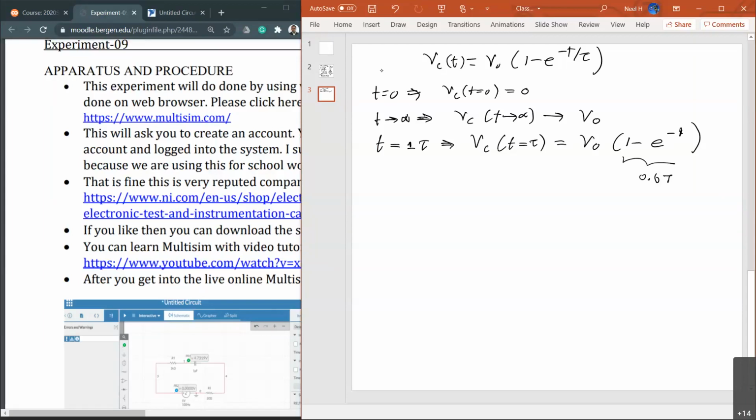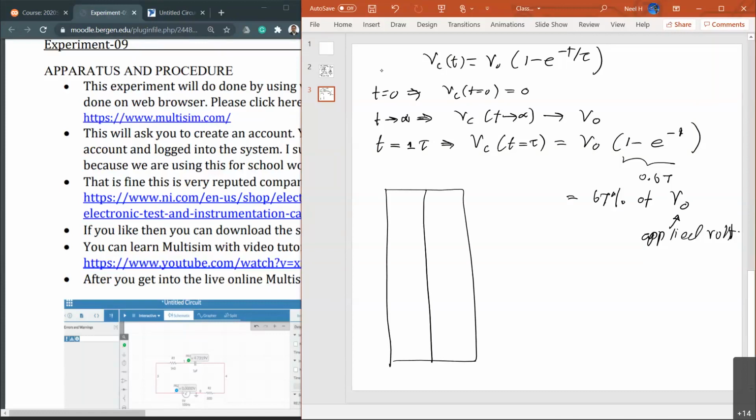Which means if I wait 1 time constant, the capacitor will charge to about 67% of the maximum possible voltage V0, which is actually the applied voltage. So in the last experiment, when you did the capacitor charging experiment, you made a capacitor charging data set, which means we measured voltage as a function of time across the capacitor, time versus voltage, and then we made a plot, right?